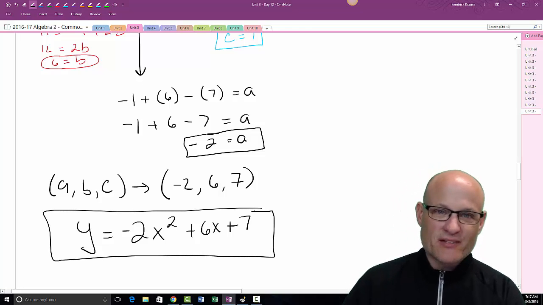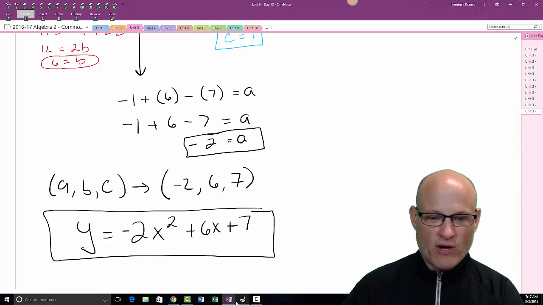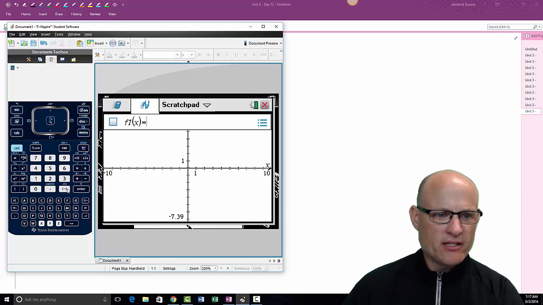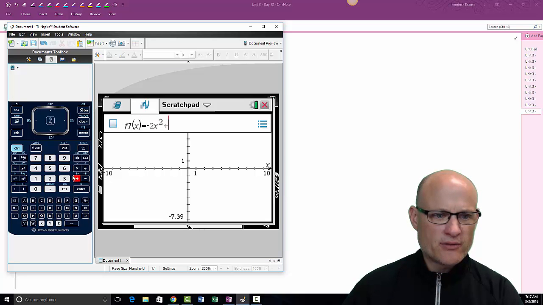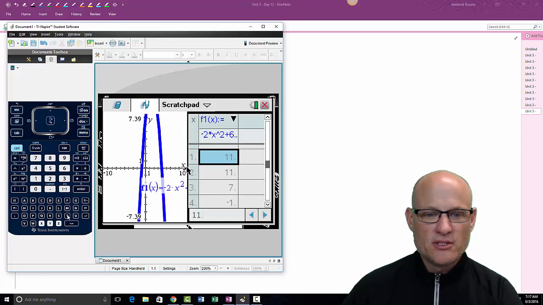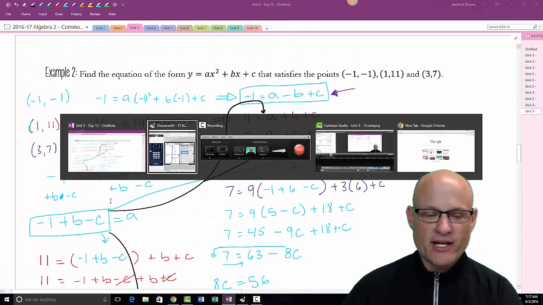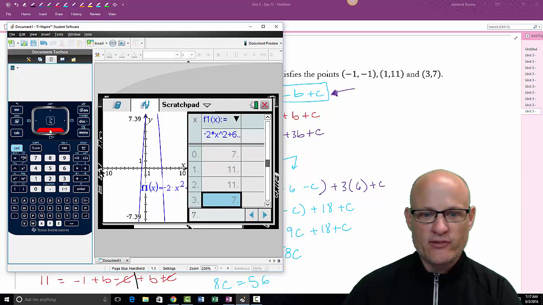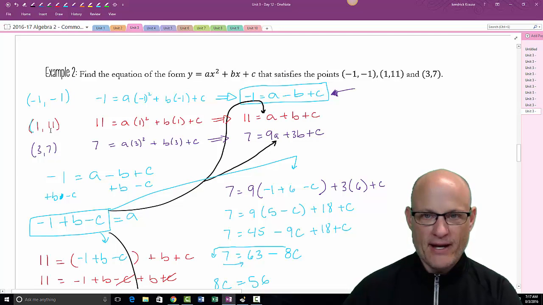All right, so I'm going to use, because this is quadratic, I'm just going to use the graph to test this one because it's a little bit easier. So negative 2x squared plus 6x plus 7. Graph, hit the table. And what do I need? I need 3 points. Negative 1, negative 1. There it is. I need 1, 11. There it is. And I need 3, 7. There it is. Bam. Done.